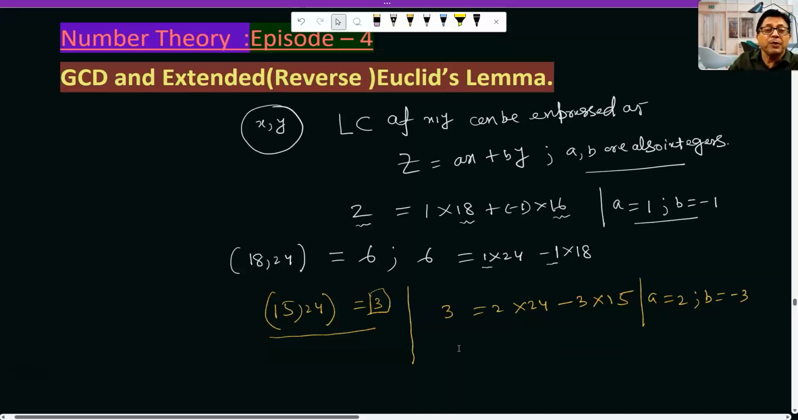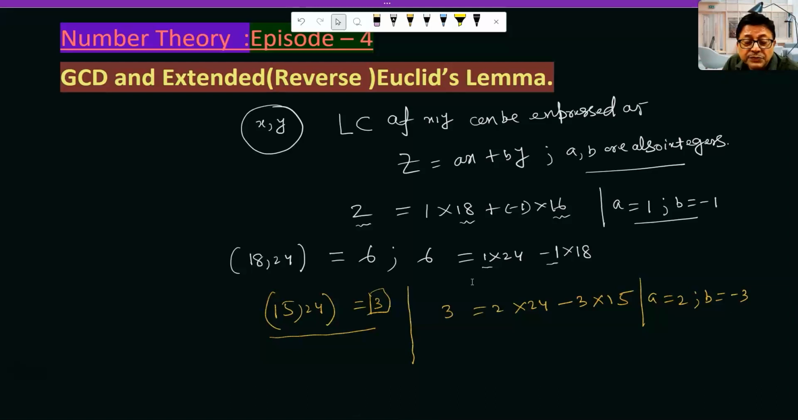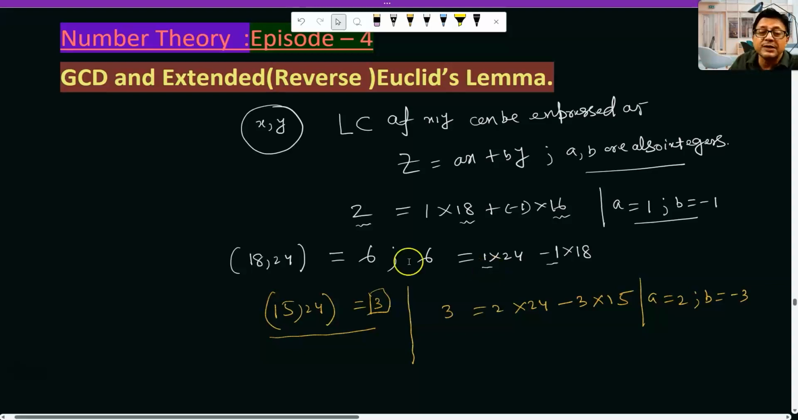In general, we want to decide something. HCF between 15 and 24 you can find, you know the method. 78 and 36 you can find, you know the method. But how can I express that HCF as the linear combination of the two given numbers? Today mainly we are going to discuss it, and then I will be discussing related problems here.